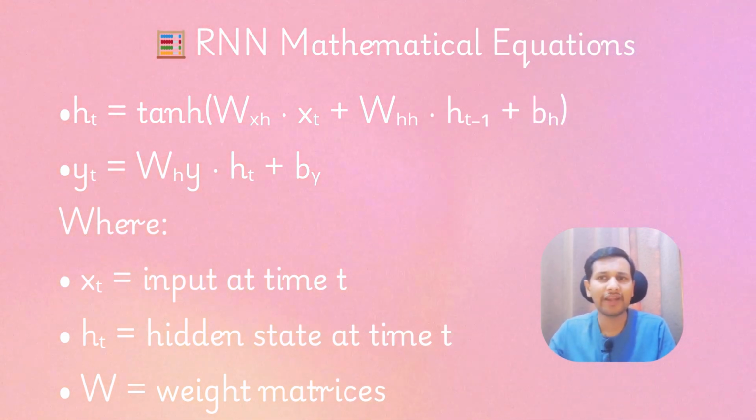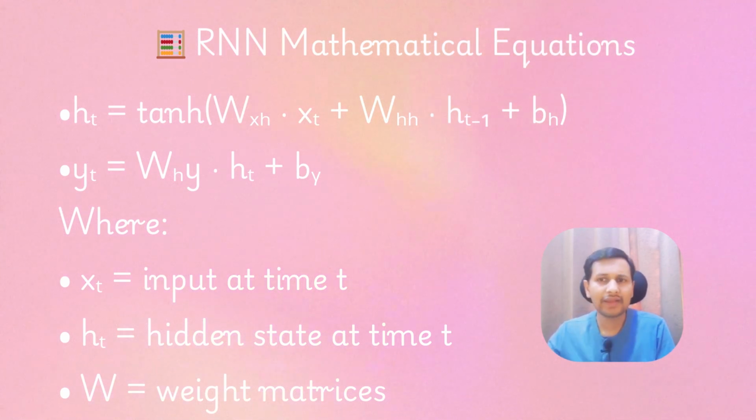So yt is equal to W_hy, that means the weight from hidden state to output, into ht plus by. So basically this is the output here, and let us understand using the diagram.